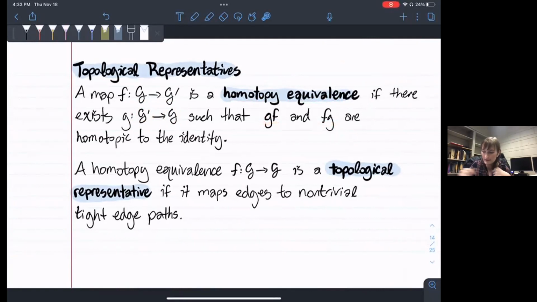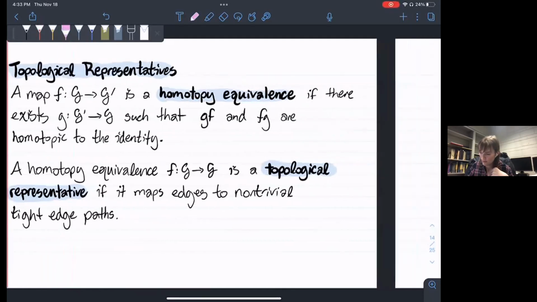A homotopy equivalence is a topological representative if, in addition to mapping vertices to vertices, which is already baked into my definition of a map of graphs of groups, it also has to send edges to non-trivial tight edge paths. Non-trivial meaning it contains an edge, and tight meaning it can't be made shorter by a homotopy. So these are the combinatorially nice maps that I'd like to work with.